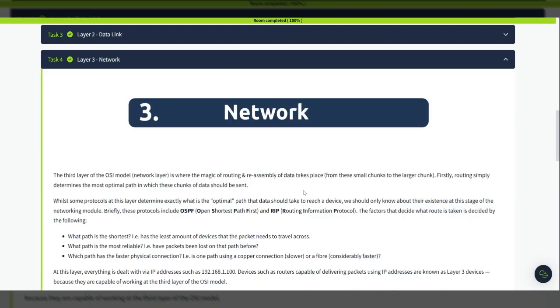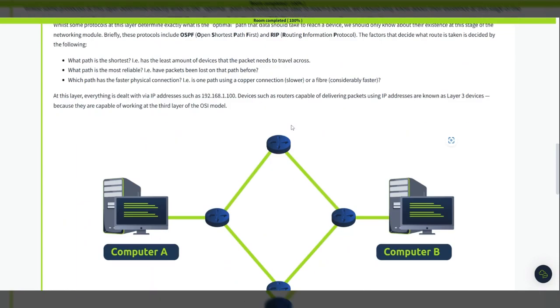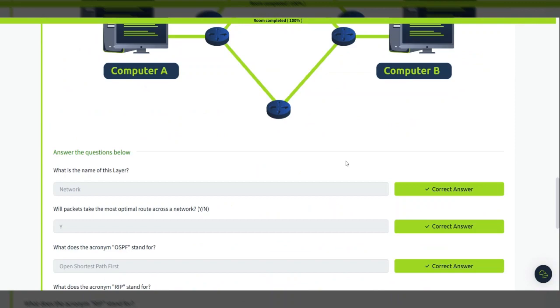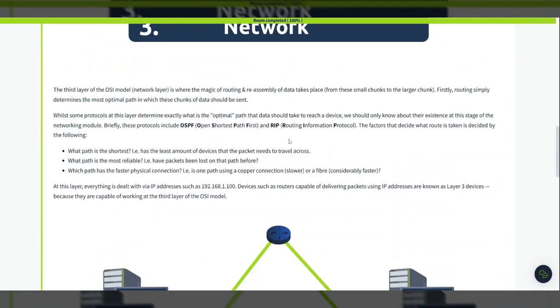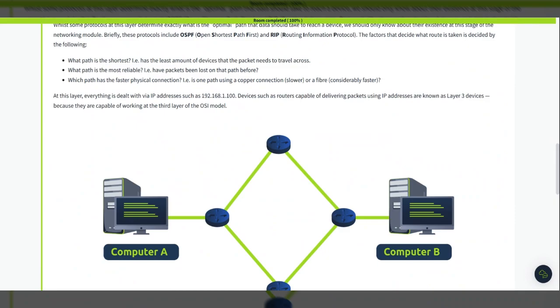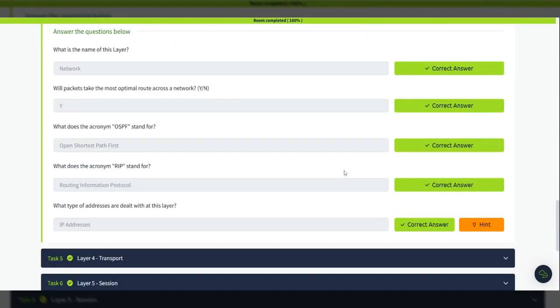Fourth one was network. And then this one made pretty good sense to me. I kind of enjoyed reading through this one, and especially learning about the Open Shortest Path First and then the Routing Information Protocol. It kind of made some dots connect in my head.